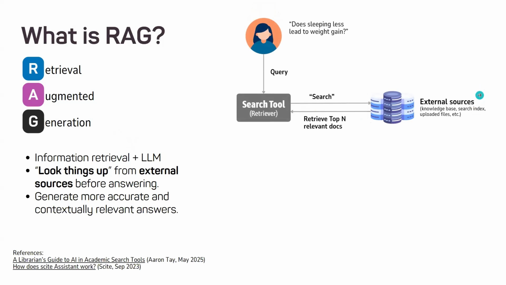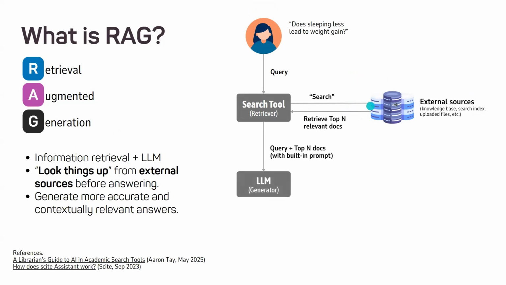It can be a knowledge base, a search index, or even the files you uploaded to their platform. A lot of platforms now allow users to upload PDFs, for example Elicit, and I think Scite can also, not really sure. And they only draw answers out of this bunch. So this is part of the RAG system.